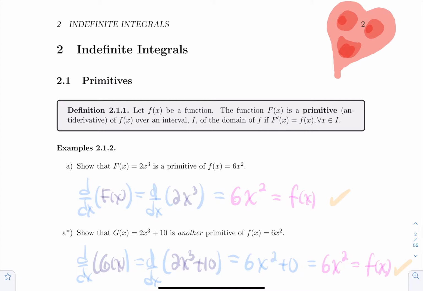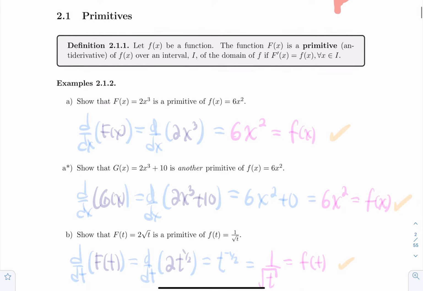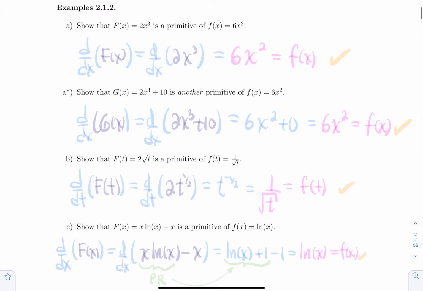then yes, it is a primitive. So let's do a bunch of examples, and these examples are typically right now just verification and a review of differentiation. For example, suppose that big F equals 2x cubed. Let's show that this function is a primitive of small f, which is 6x squared. So this is like a derivative question to some extent.